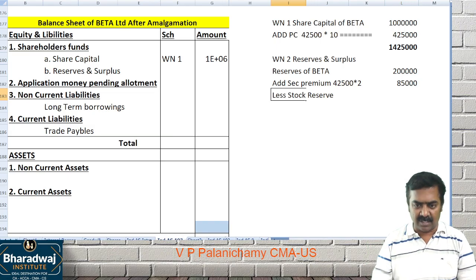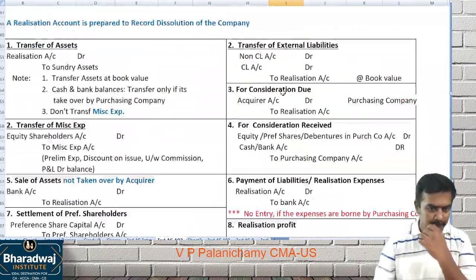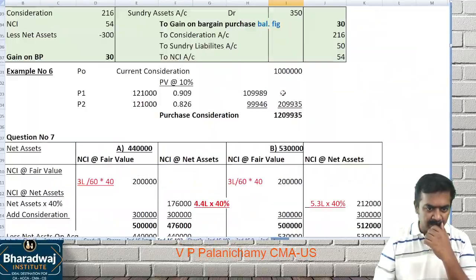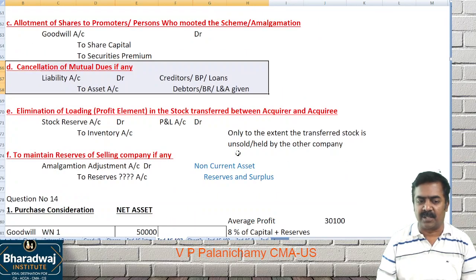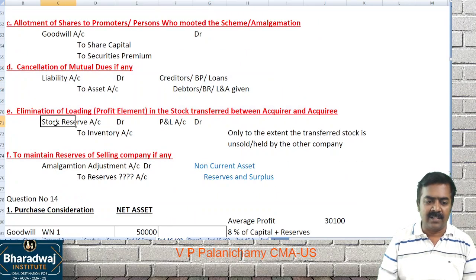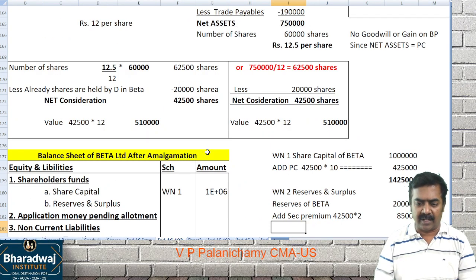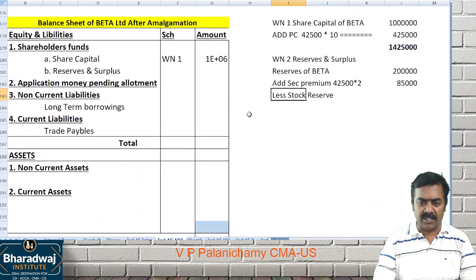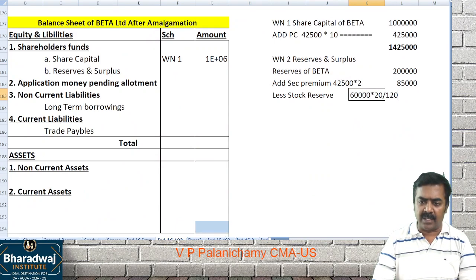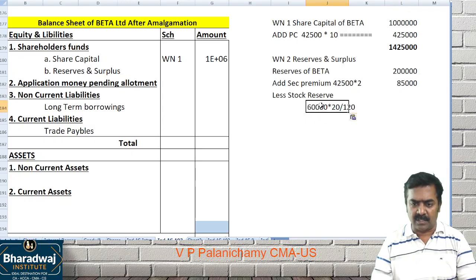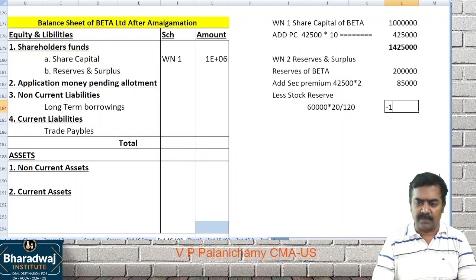We have already learned this. Yes, really. You would have even written notes. Cancellation of mutual dues: liability account debit, asset account credit. For eliminating the profit element: stock reserve account debit, P&L account debit, to which account? Inventory account, like that you have to write it up. So less stock reserve, less which one? Stock reserve, 60,000 into 20 by 120. Why 20 by 120? Because it is given on cost. 60,000 on cost. Look at this. Cost plus 20%. 60,000 into 20 by 120.